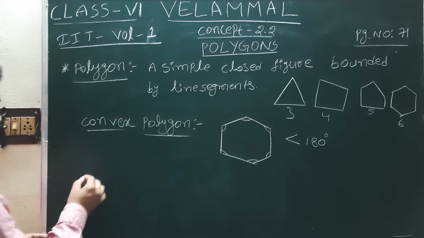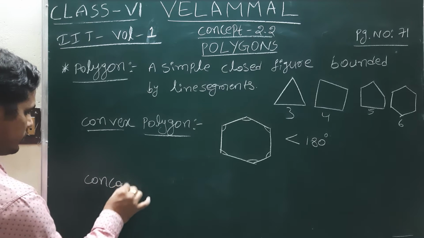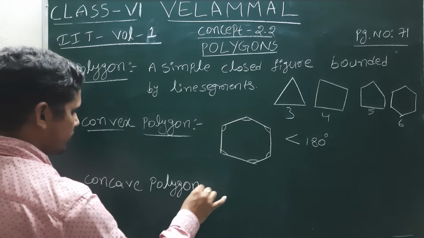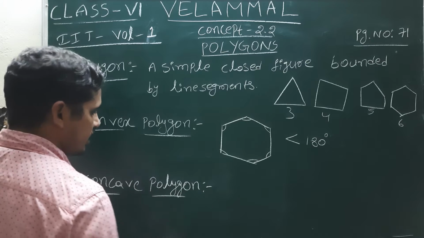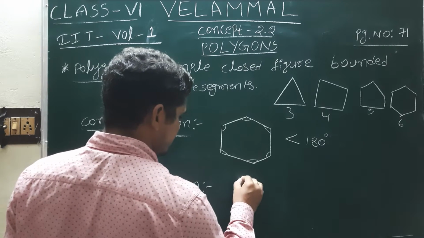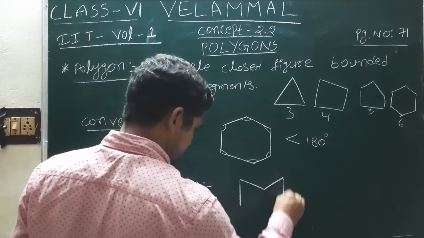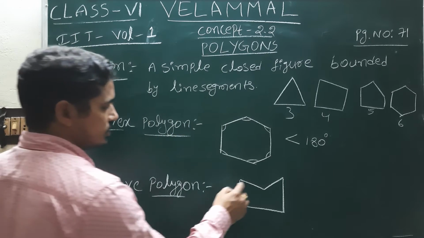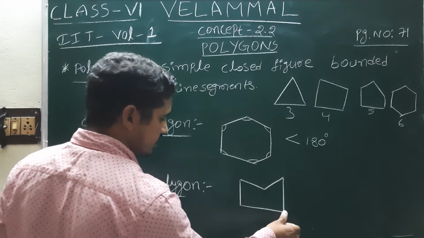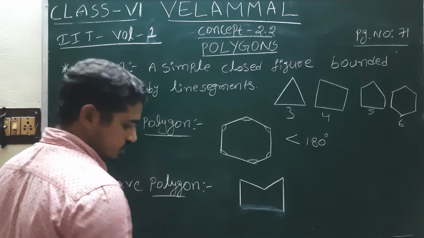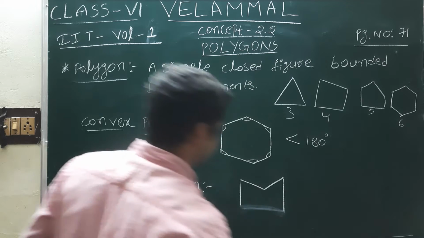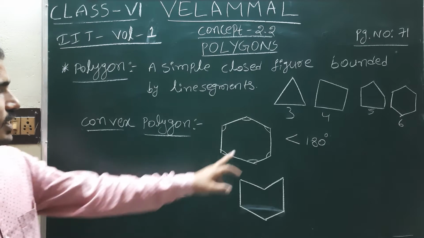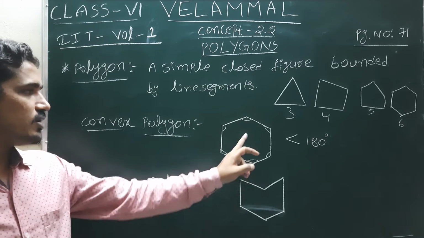Then what are concave polygons? Concave polygon. See, the same I am drawing the figure. One, two, three, four, 5. Here 5 sides we have. So now I am taking this with 6 sides. This one also will be called a hexagon, with 6 sides.